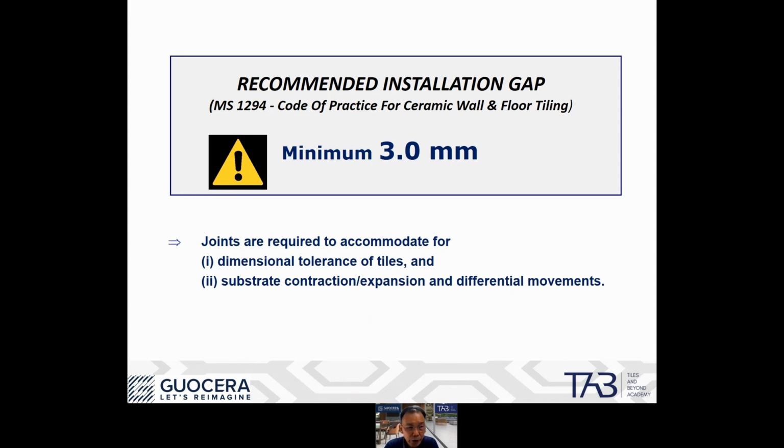So basically, the joints between the tiles are required to accommodate two very important factors. Okay, number one, which is to accommodate for the dimensional tolerance of the tiles. Okay, you remember, yeah, the tiles come with a tolerance. Even rectified tiles, the size is more uniform, but still there is a tolerance. Yeah, and the second factor, which I think is so important, is to accommodate for the substrate contraction and expansion.